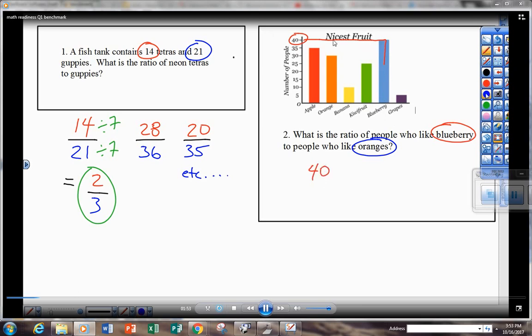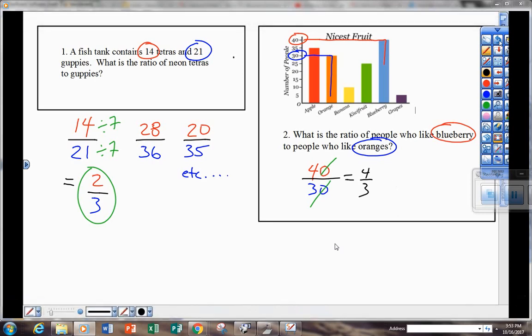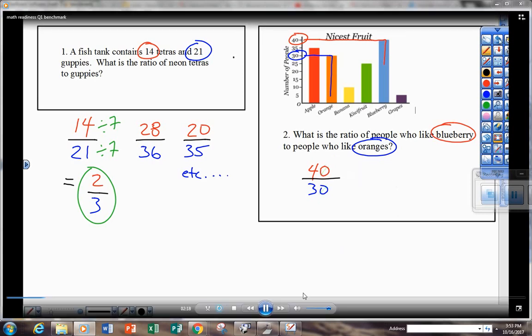For oranges, if I look in the orange bar, it goes all the way up, and I look over at 30. So those are where I'm getting my numbers. So 40 for blueberries and 30 for oranges. When I reduce that down, I could either slash off those zeros and make that 4 to 3, or 4/3, or I could divide top and bottom by 10 to get 4/3.